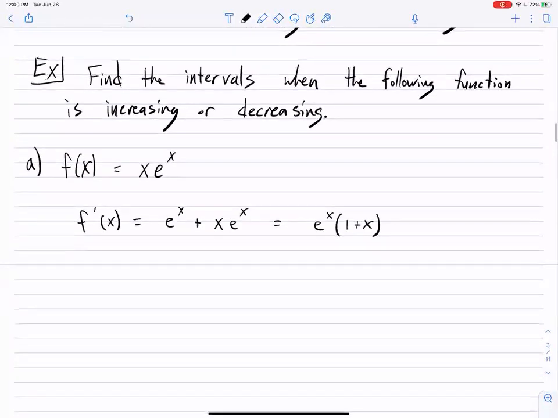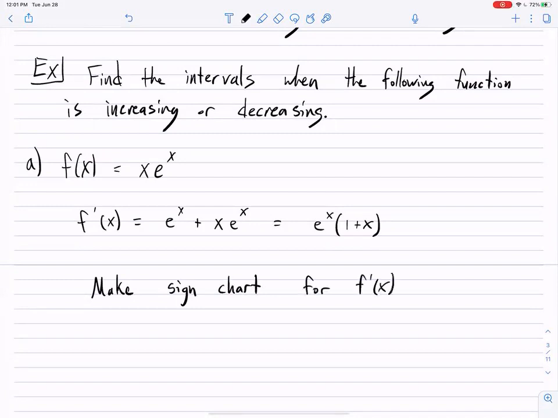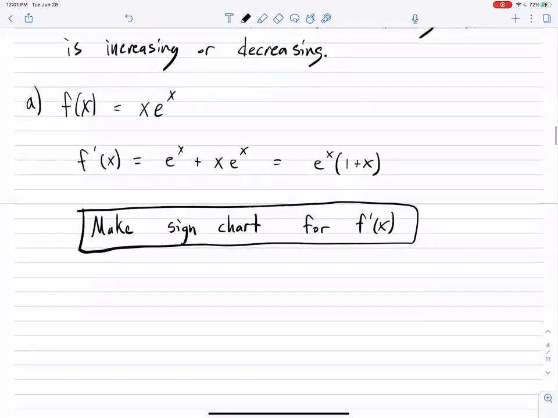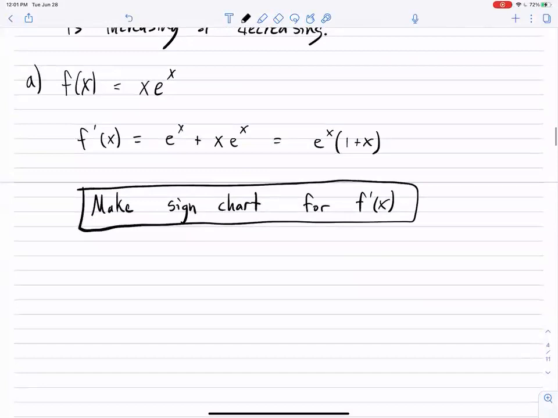And if we want to find when this is increasing or decreasing, we want to make a sign chart for f prime of x. So this is the key thing we're going to do. We're going to make a sign chart for f prime of x, and we're going to do this over and over in this lecture. And so what is a sign chart?